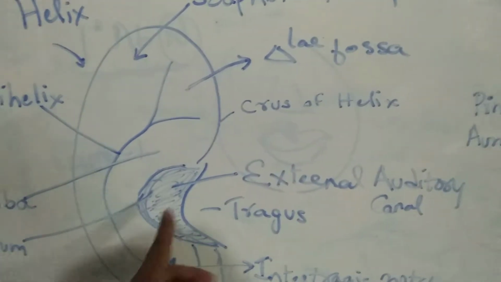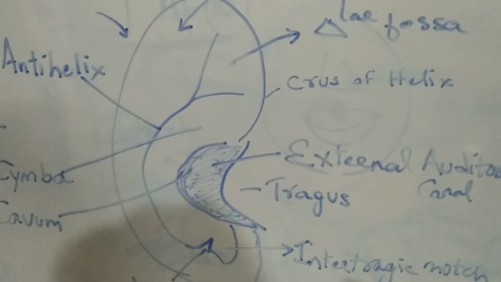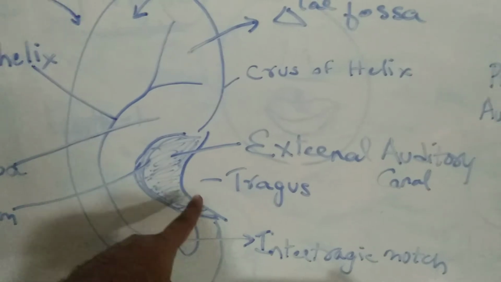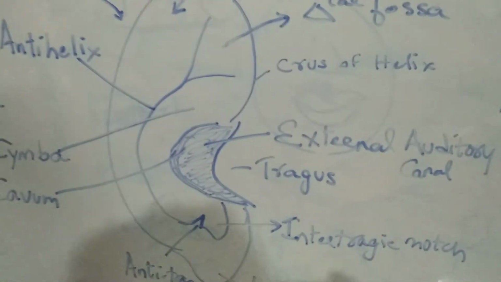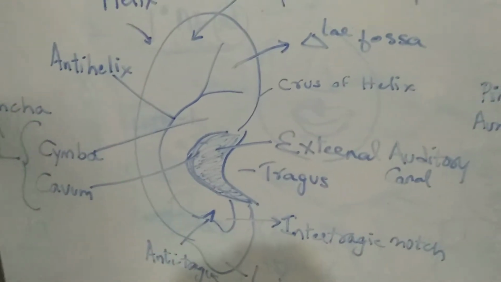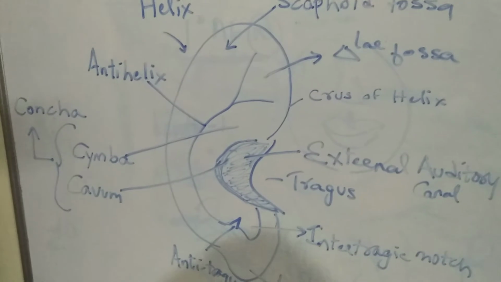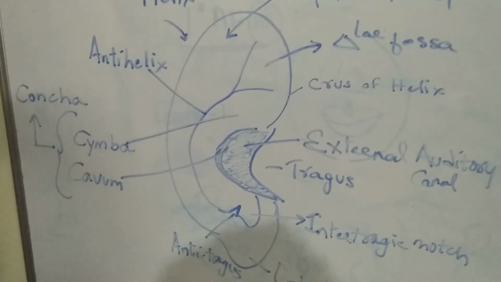If it is really wide, some insect or honeybee can come and make a nest over there. So therefore nature has provided one triangular projection from the anterior plane, so that the external auditory canal is partly covered. That triangular projection is called the tragus, T-R-A-G-U-S. A triangular projection which covers the anterior aspect of the external auditory canal is called the tragus.